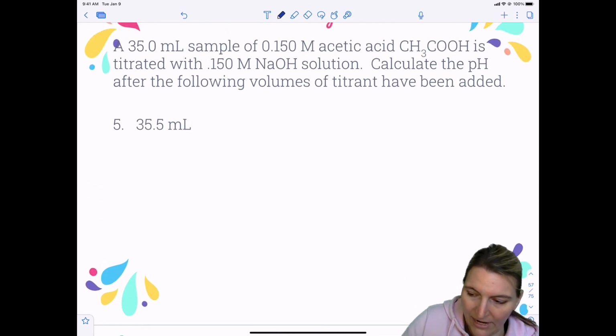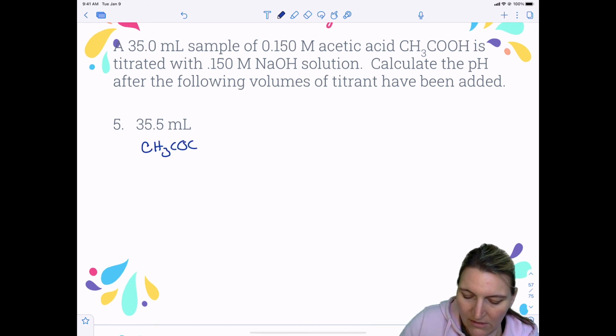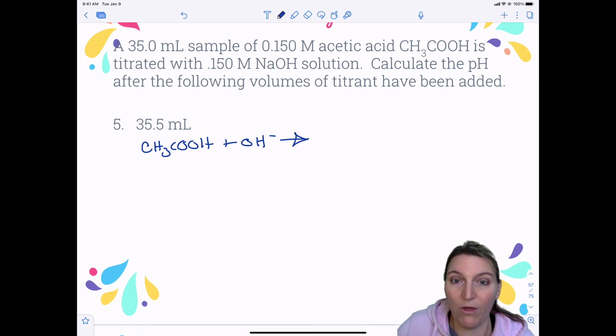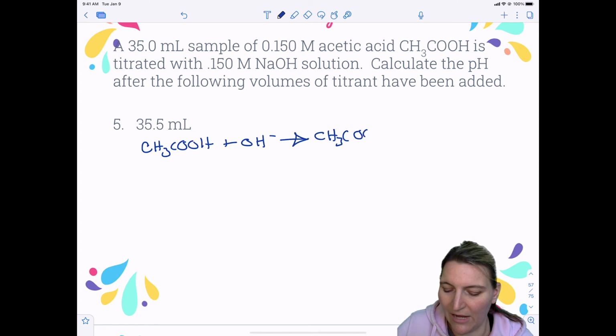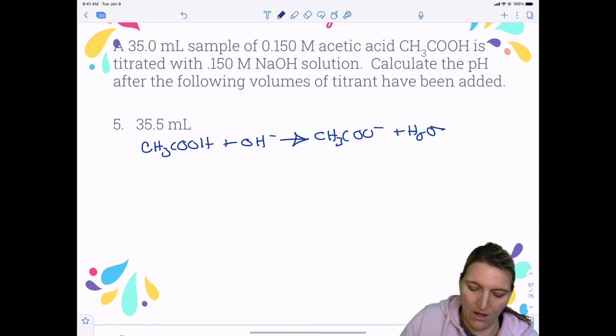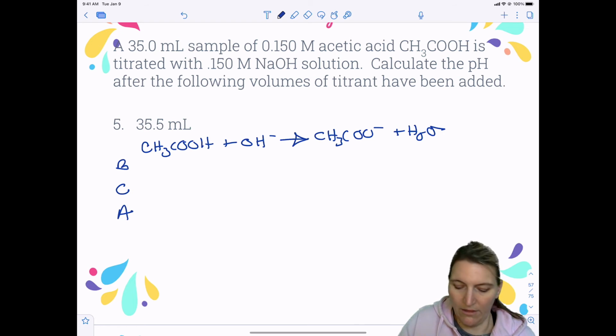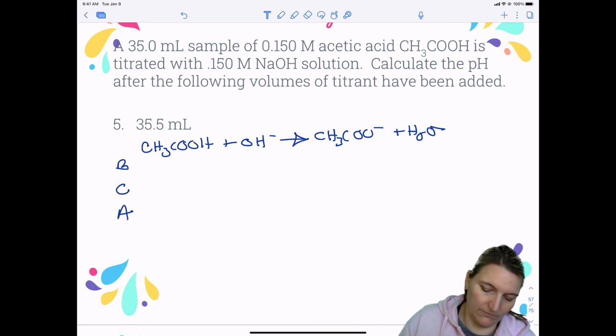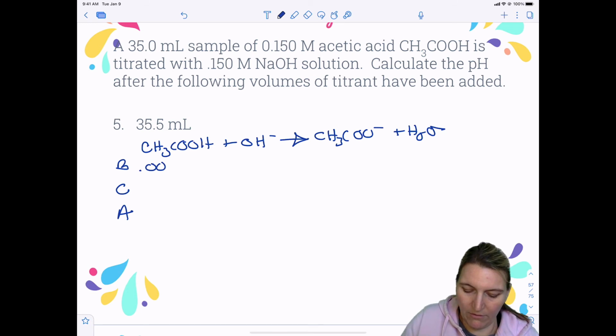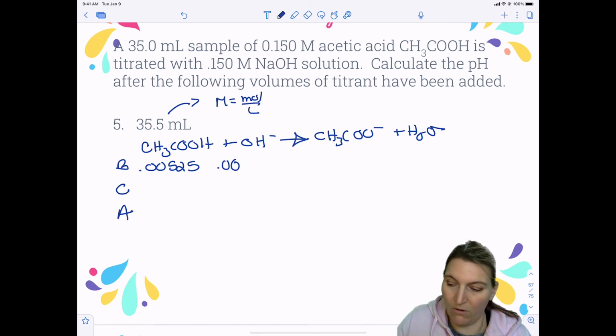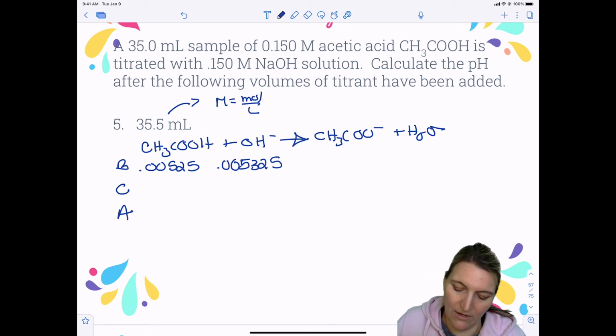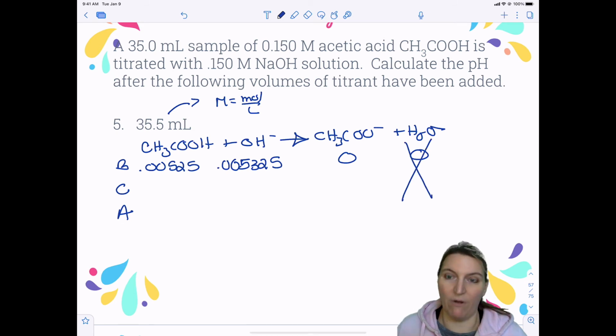So if I do a BCA chart, right, with the reaction that happened, the acetic acid reacted with the OH minus to make the acetate ion and water. In a BCA chart, we work with moles. This was our 0.00525, and taking this, molarity equals moles over liters, I will have added 0.05325 moles of OH minus. These guys, of course, would be 0 and water we don't care about.